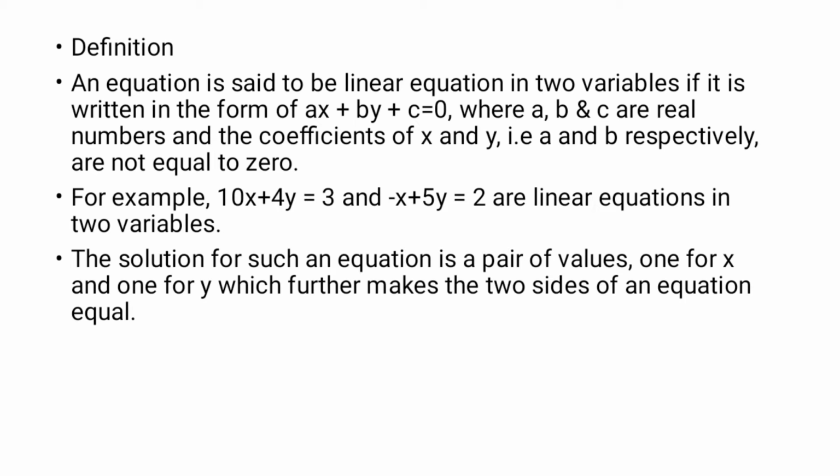A linear equation in two variables is defined as an equation written in the form of ax plus by plus c equals 0. Again, a linear equation in two variables is defined if it is written in the form ax plus by plus c equals 0, where a, b, and c are real numbers and the coefficients of x and y, either a and b respectively, are not equal to 0. For example, 10x plus 4y equals 3 and negative x plus 5y equals 2 are linear equations in two variables. The solution for such an equation is a pair of values, one for x and one for y, which makes the two sides of the equation equal.